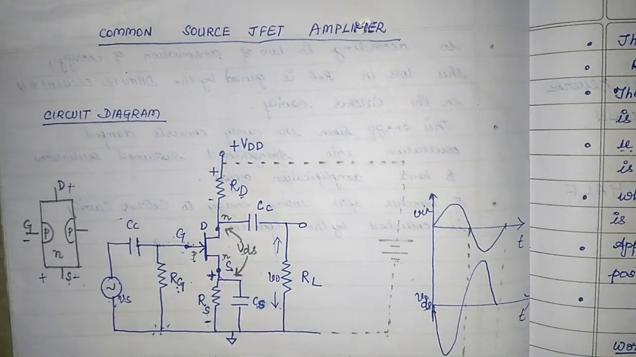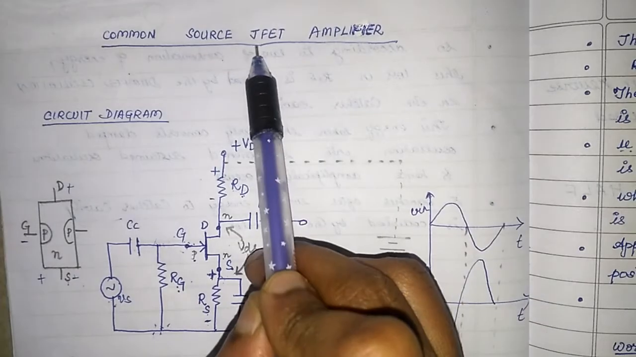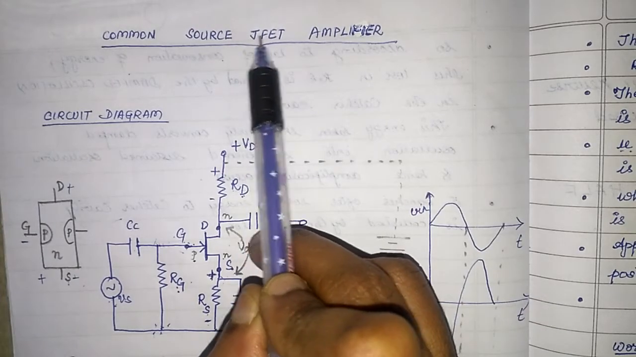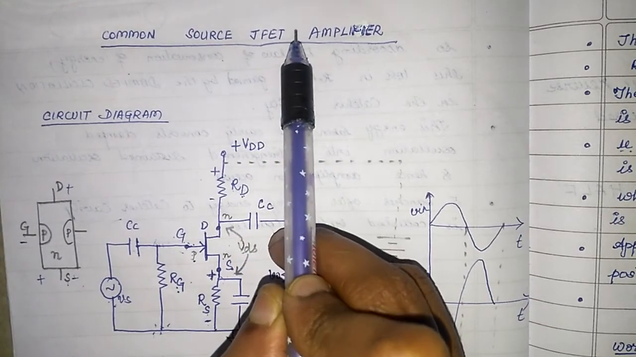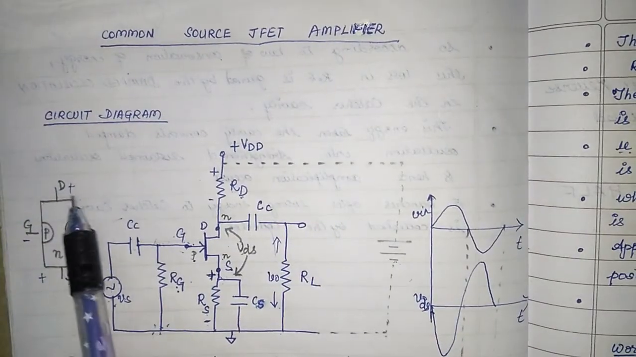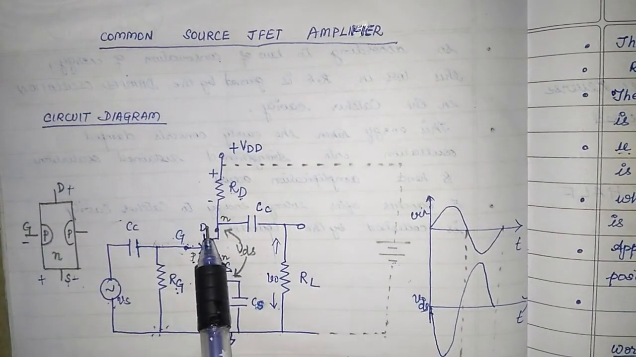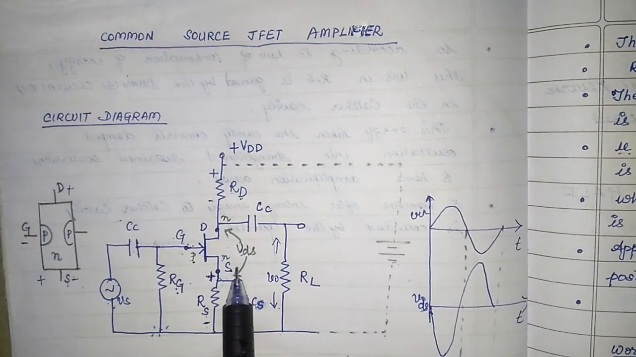In this video, let us learn about common source JFET amplifier. So students, you all know what is a JFET. JFET stands for junction field effect transistor. So what are the terminals of a JFET? The terminals of JFET are drain, gate and source.